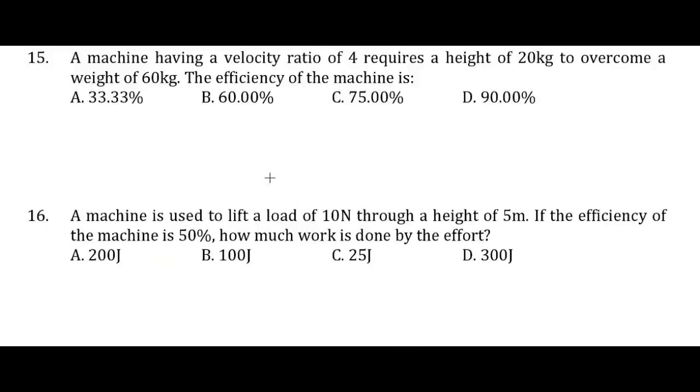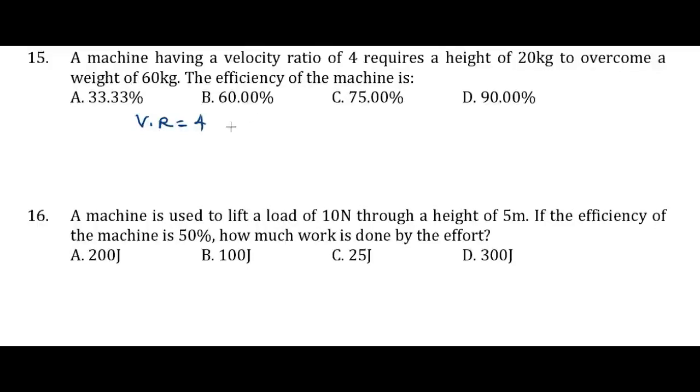Question 15. A machine having a velocity ratio of 4, VR is 4, requires an effort of 20 kg to overcome a weight of 60 kg. All right? The efficiency of the machine is dash.